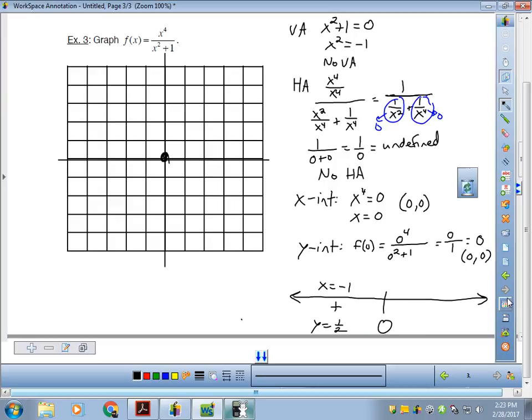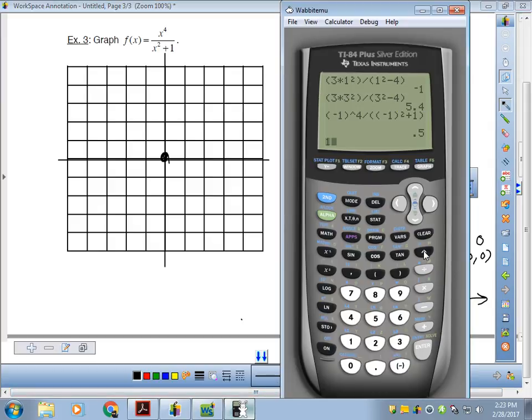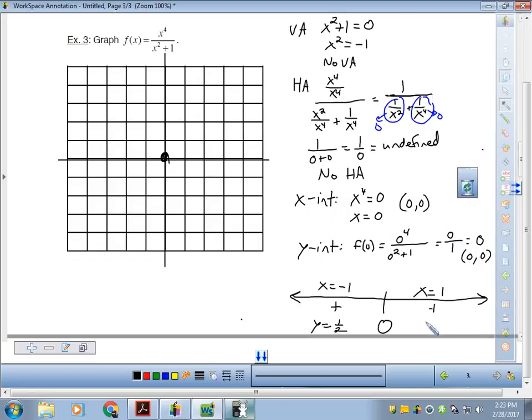And then if I take a number between 0 and infinity, I'm going to do x equals 1. So 1 to the 4th divided by parentheses 1 squared plus 1. I also get 0.5. So it's also a positive. The y is also 1/2. I'll get those points on there. So at -1, it was at 1/2. +1, it was also at 1/2. And by the fact that these come out positive, it's telling us it's never going to go down here into the negatives. So this is going to keep going that way, and this is going to keep going that way.